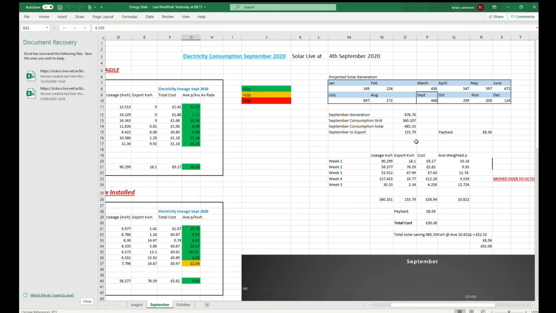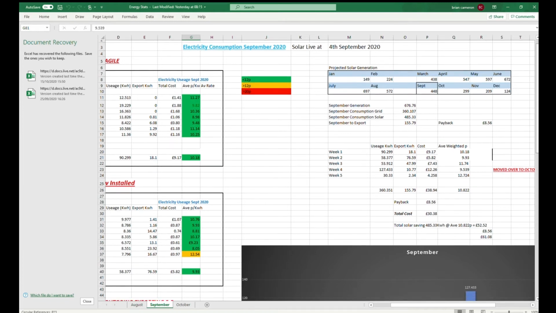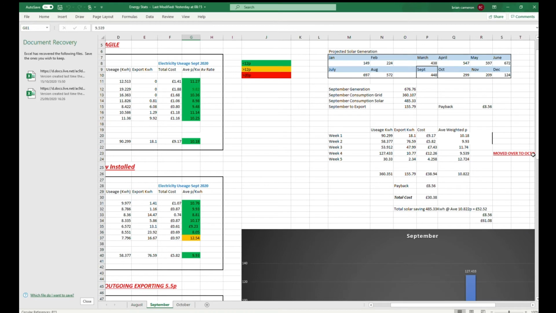But you know, it's unavoidable really, unless you've got a battery, and I still can't justify the cost of a battery at the moment. I'll show you why. The payback was £8.56, and you know, if I had a battery, then that would have all gone back into the battery. So that's a lot of £8.56s to warrant, you know, sticking anywhere between 5 and 10 grand's worth of battery. So I'm not quite there yet with it.